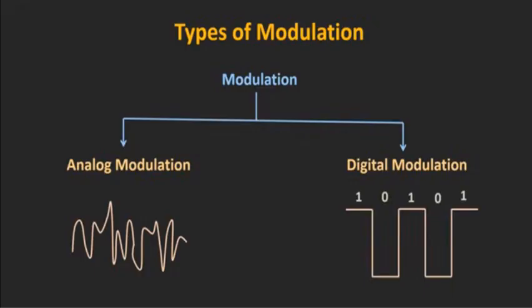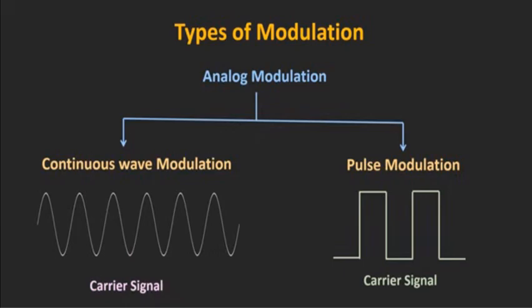Let us now discuss the types of modulation. Modulation is broadly classified into two types: analog modulation and digital modulation. If the message signal is analog, then it is known as analog modulation, and similarly, if the message signal is in digital form, or in terms of ones and zeros, then it is known as digital modulation.